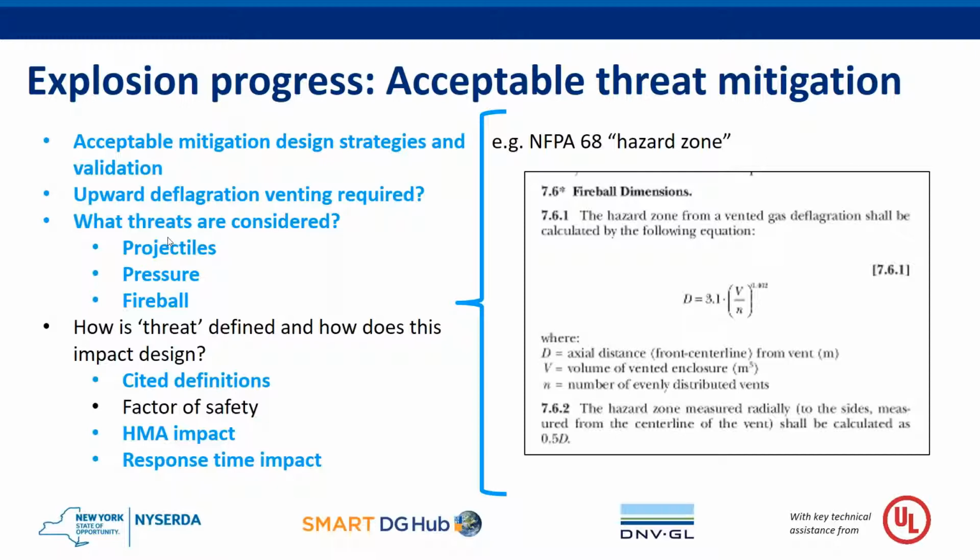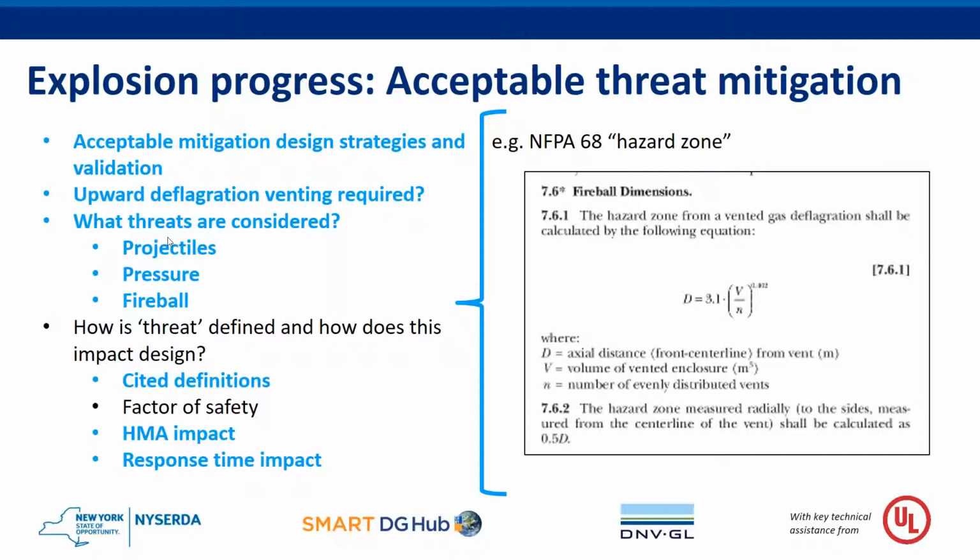The next item here is upward deflagration venting. This is a topic that has come up as there are some complications that arise from having deflagration vents on rooftops around maintenance and snow removal, etc. However, it's been determined that for the safety of first responders, we want to make sure that any projectiles coming out in the case of an explosion are sent upwards rather than outwards.